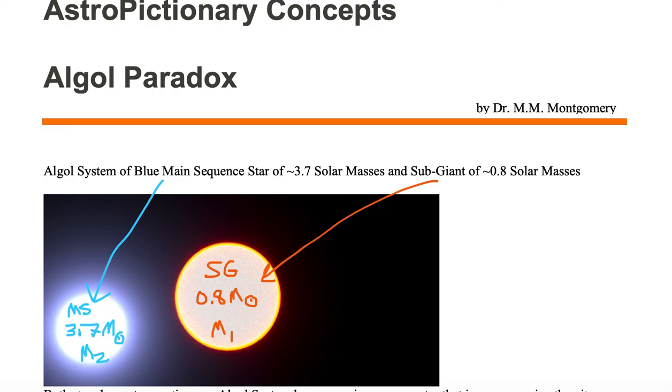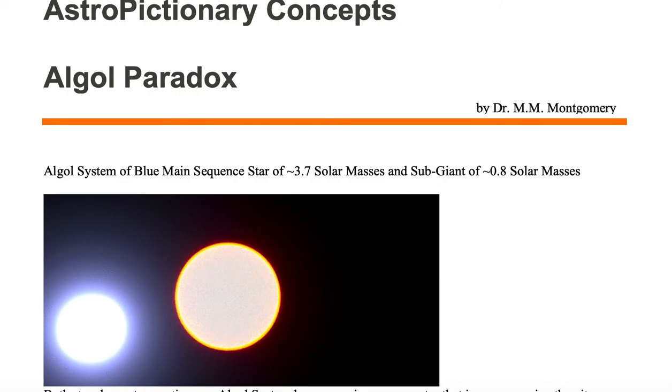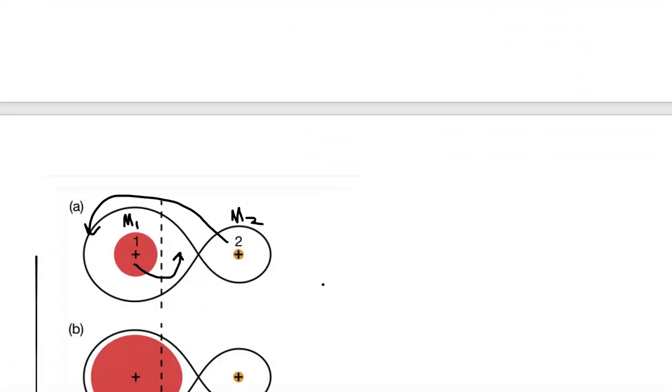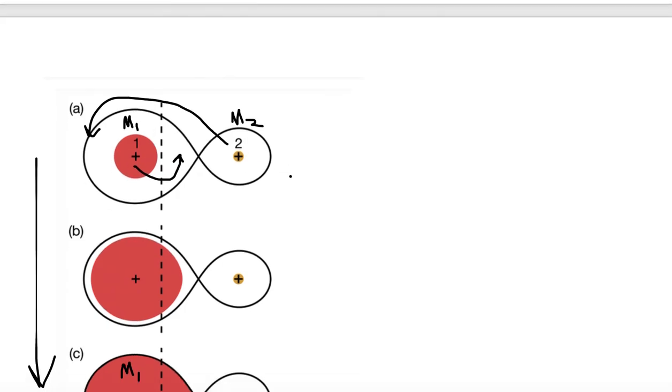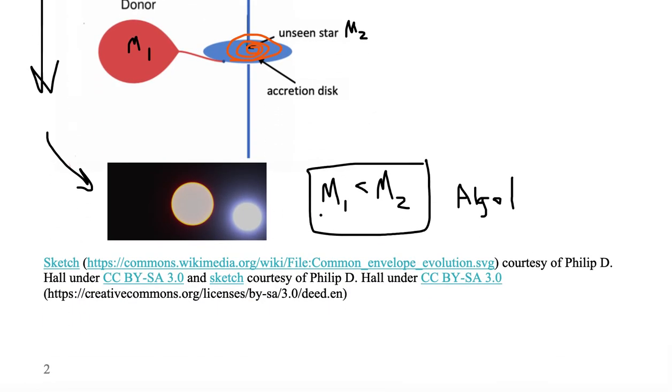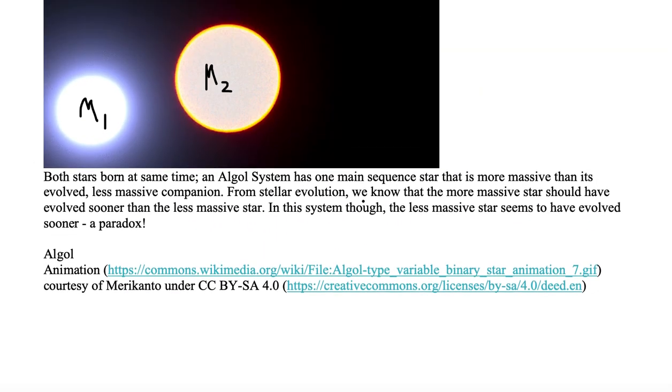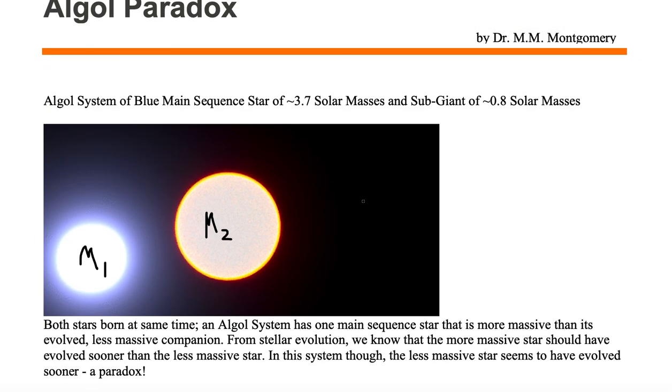Normally, what we would do now that we have the Algol system in place, is we would label the more massive star M1 and the less massive star M2. But until this point in time, we call the more massive star M1 and the less massive star M2 through its evolution until the point where we get to the Algol system, where M1 is less than M2. After that time, we now switch the labeling.